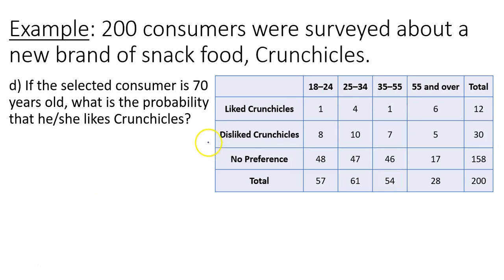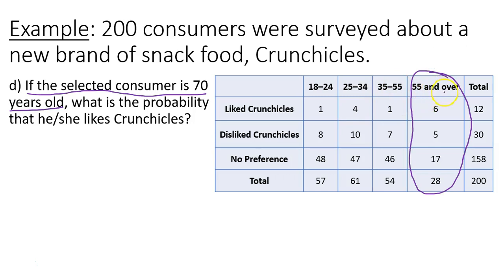And part D, if the selected consumer is 70 years old, what is the probability that he or she likes Crunchicles? So what this is, once again, is a conditional probability, where the condition given is that the selected consumer is 70 years old. Where does 70 years old fall? That would be the 55 and over age bracket. So these are the only people I'm considering in part D.